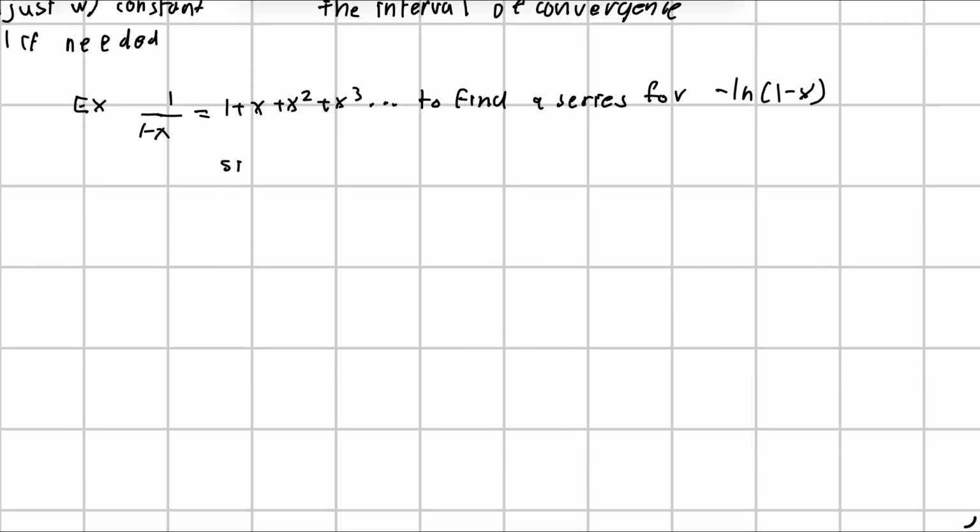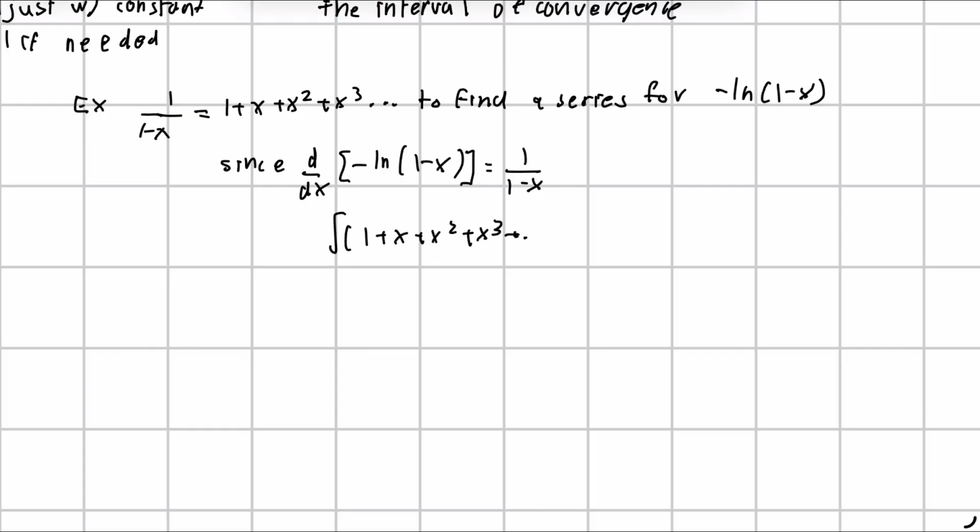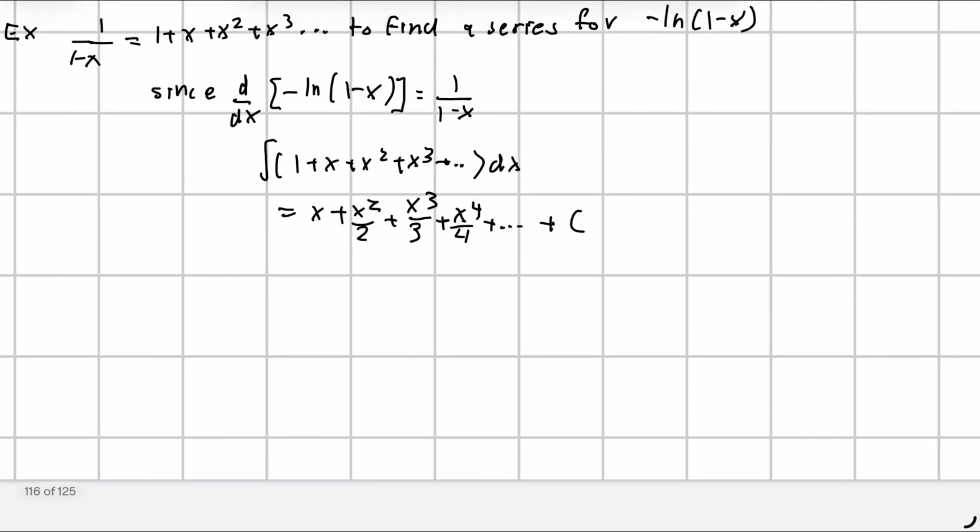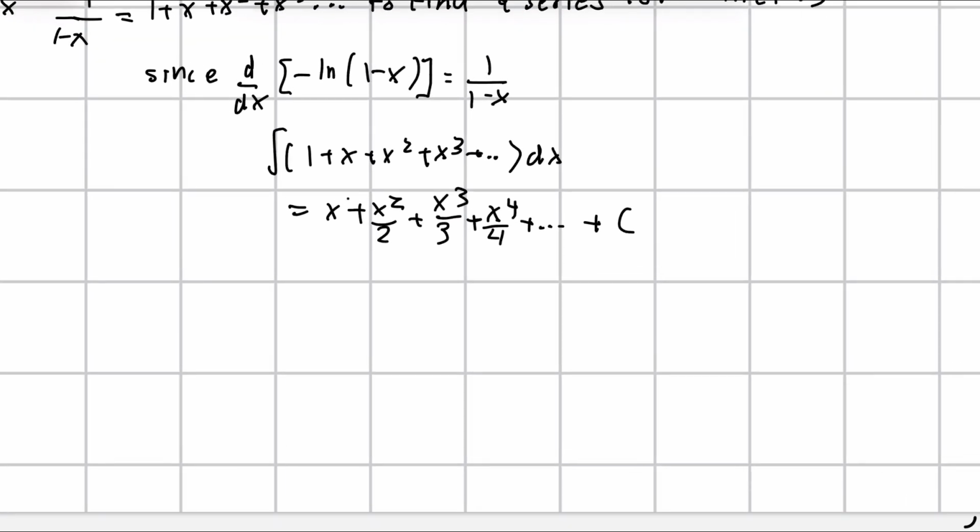So since we know that d over dx of negative natural log of 1 minus x is equal to 1 over 1 minus x, if we integrate this, we have the integral of 1 plus x plus x squared plus x to the power of 3 plus ... dx. This is going to equal x plus x squared over 2 plus x to the power of 3 over 3 plus x to the power of 4 over 4 plus ... plus c. This is because x to the power of 0 is equal to 1 normally, right? And then basically we just took our 1 plus 1, giving us 2.